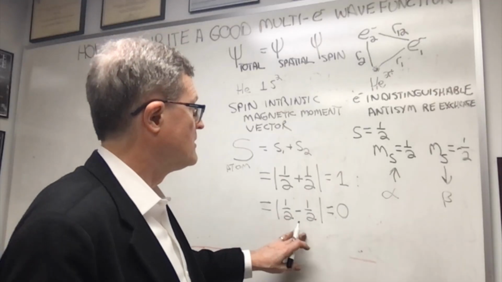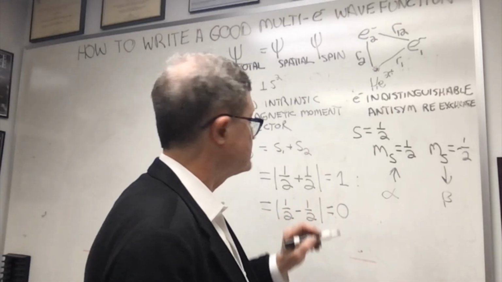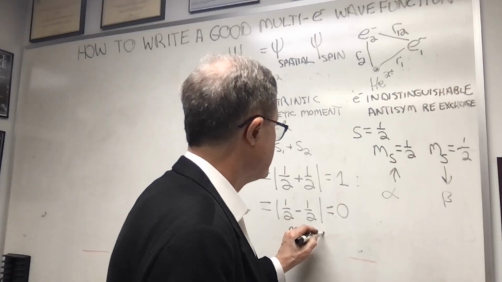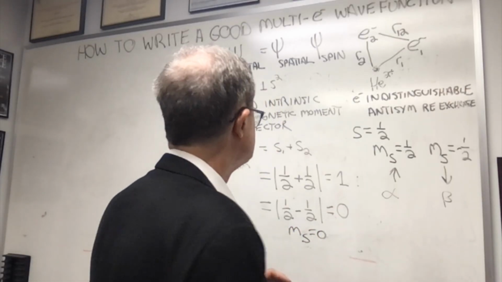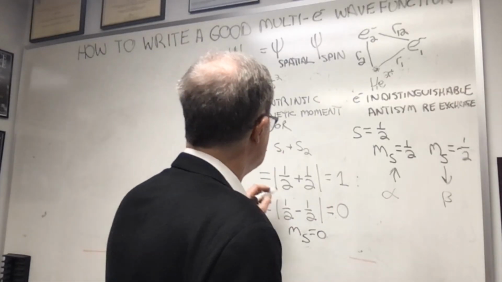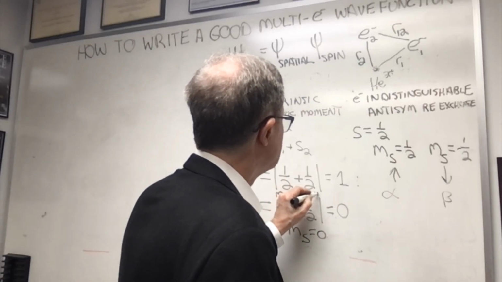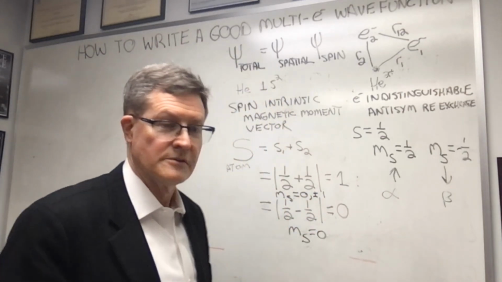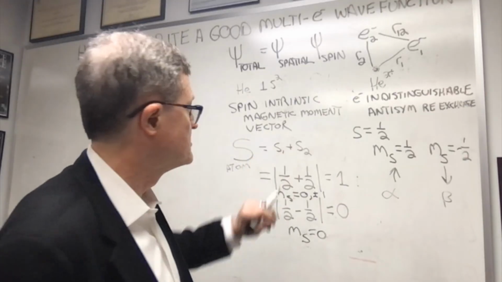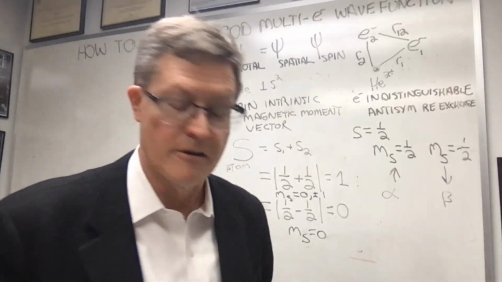But what else do we know? Oh, if we have S of 0, there's only one m sub s value. That'll be 0. But if we have an S of 1, then we can get m sub s values of 0 plus or minus 1. So there are 3 m sub s values associated with coupling them together in the same direction, and only 1 m sub s value associated with coupling them paired.